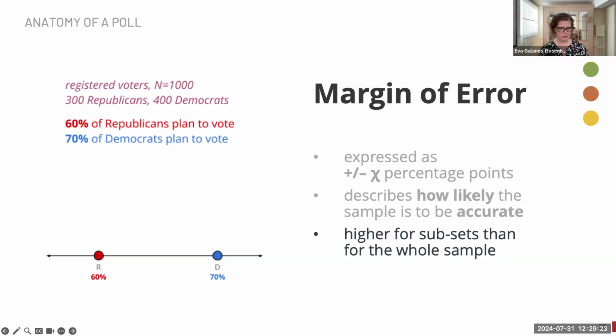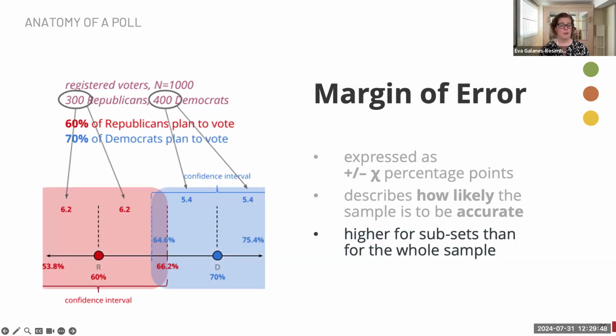So again, an example. Let's say that within our sample, 400 people are Democrats and 300 are Republicans. And let's say that 70% of Democrats say that they're planning to vote, while only 60% of Republicans say that they are. Now, it seems pretty obvious, again, that Democrats are more enthusiastic about this election than Republicans, but not so fast. We have to do the same thing here that we did before. We have to compare the two confidence intervals.